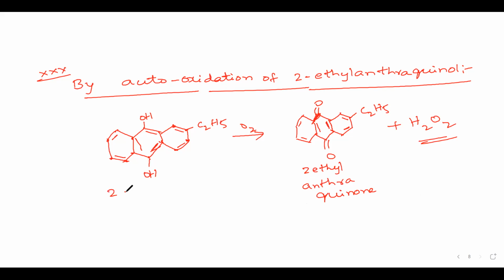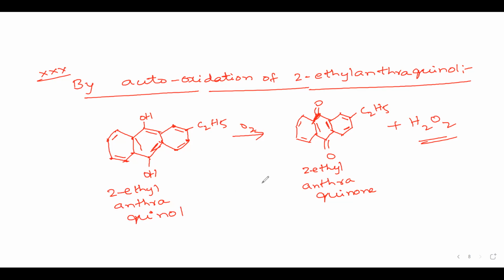So the compound is called 2-ethyl anthraquinol. Anthraquinol changes to 2-ethyl anthraquinone plus hydrogen peroxide. So this is called preparation of hydrogen peroxide. The method for concentration of hydrogen peroxide and chemical properties of hydrogen peroxide we'll finish in the next lecture.